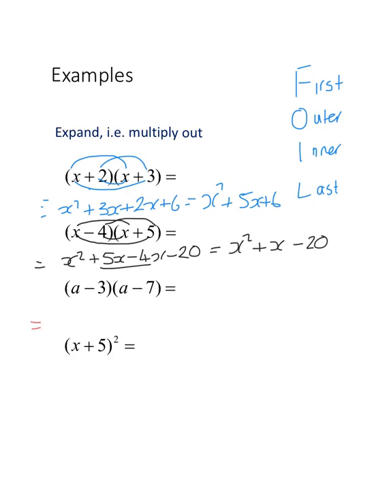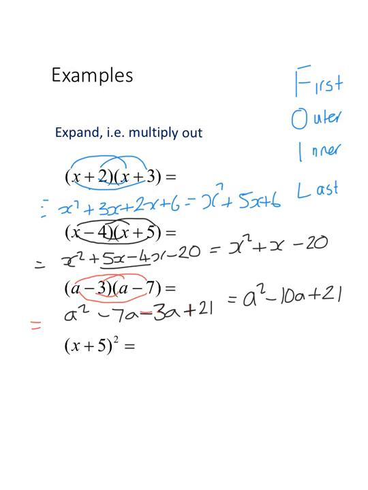For this question, the two first terms, I will have a times a, which is a squared. Then two outer terms will give me minus 7a. Two inner terms, minus 3a. And the two last terms, what's your signs? Minus 3 times minus 7 is plus 21. So your final answer would be a squared minus 10a plus 21.